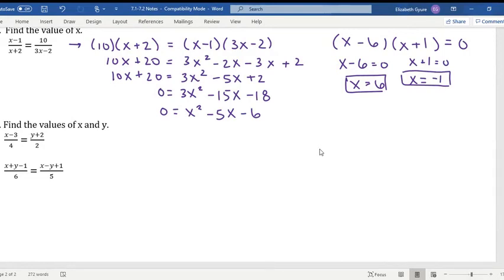Find the values of x and y. We got 2 proportions here. Why do we have 2 proportions? Any ideas? Nick, why do we have 2 proportions? We're going to have to make a system. Yeah, you need 2 proportions because there's 2 variables, right? 2 variables means 2 equations, means set up a system.